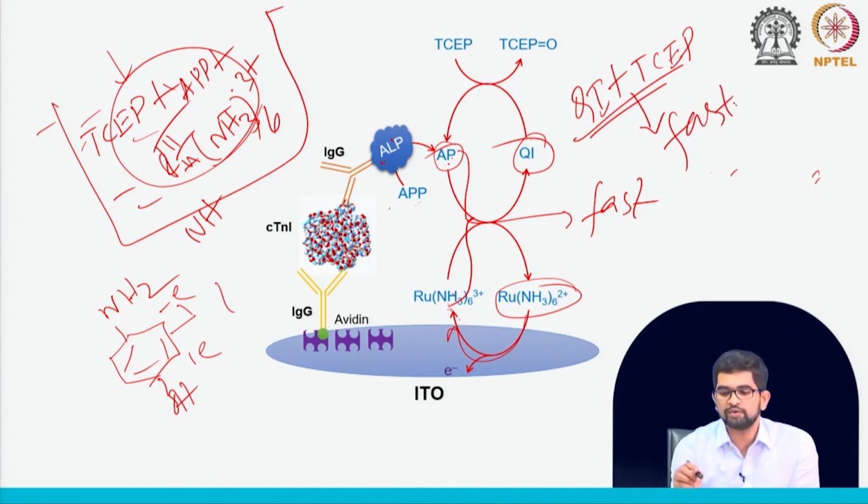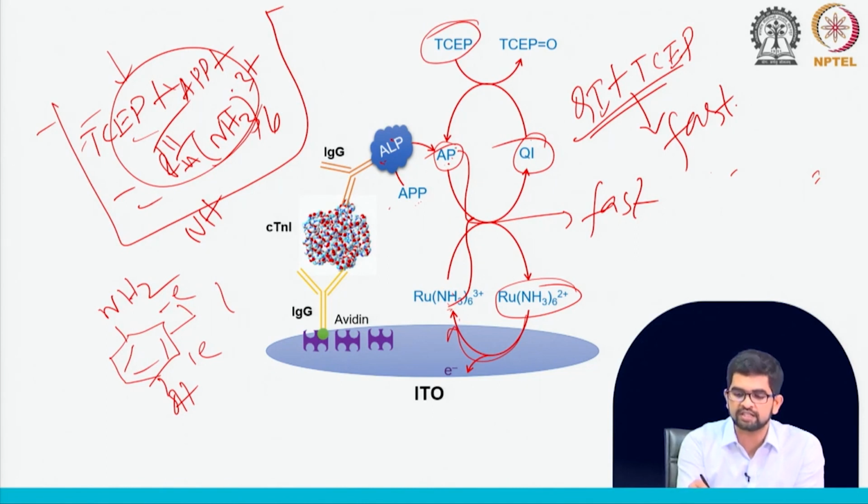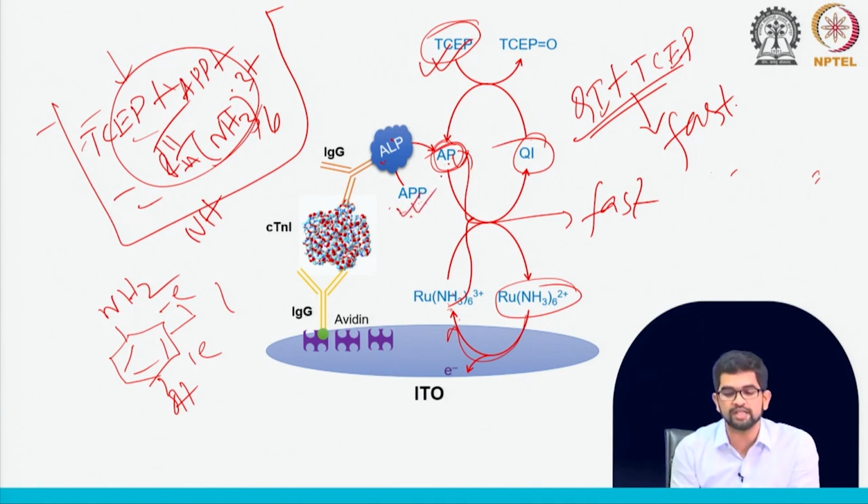So, you have to choose. I am telling this as a generic idea. Even you can change this reducing agent, or change something else also. Instead of using APP, ALP has so many substrates, so you can use a different substrate to produce another electroactive species. So, you can optimize which reducing agent is the best, which substrate is the best, and then we can get the best redox cycling method.